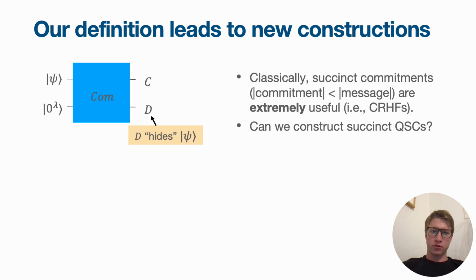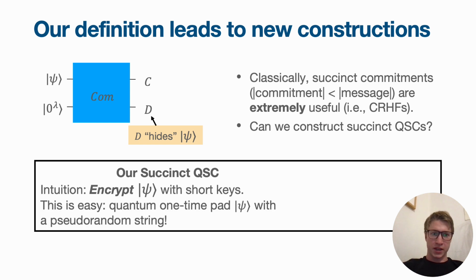Okay, we already saw a folklore construction of hiding and binding QSCs, but what about succinct QSCs? Classically, succinct commitments, which are just commitments where the commitment is much shorter than the message, turn out to be extremely useful. And classically, they're equivalent to CRHFs, collision-resistant hash functions. So the question is, can we construct succinct QSCs? Well, it turns out that we can, and it's going to crucially rely on this idea that binding is the same thing as the D register hiding the underlying state.